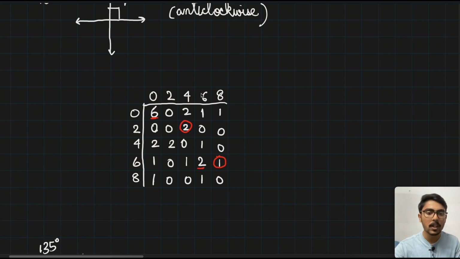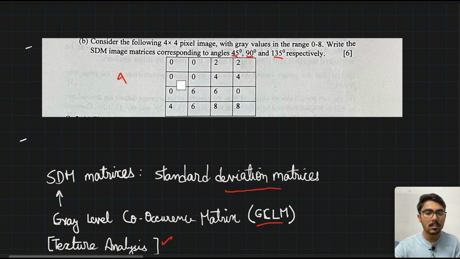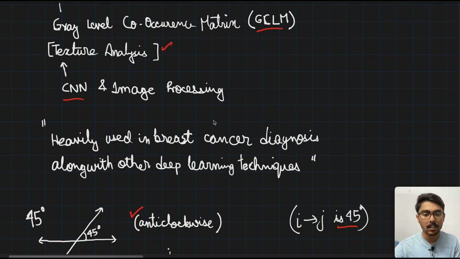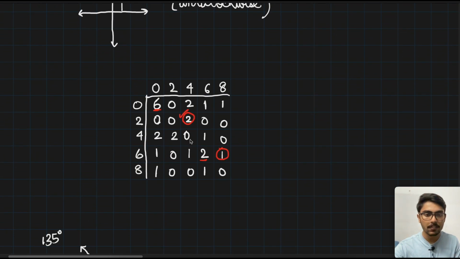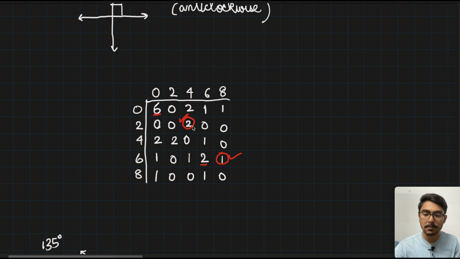So if we start at 2 and end at 4, we get this one, we get this one. So we have 2. And if we start at 6 and end at 8, we only get this one. So you see, for 2 to 4 we will get 2, and for 6 to 8 we get 1. So if you just check, you see we have 2 and we have 1 here. Similarly, we can find the other values in this matrix as well.